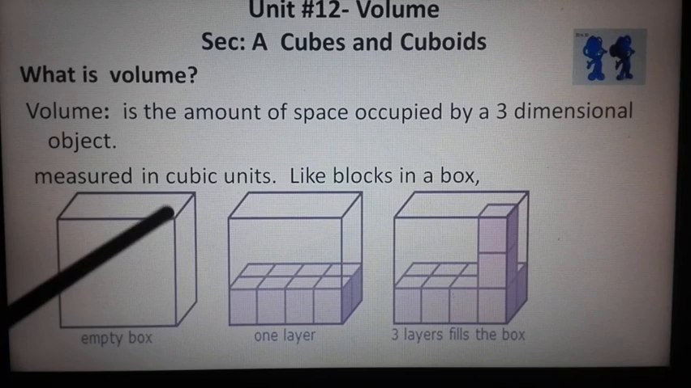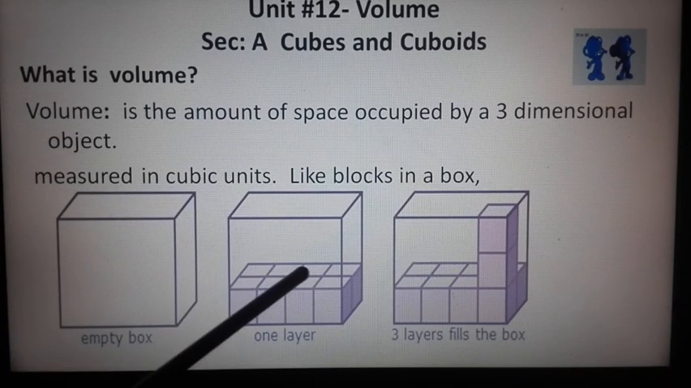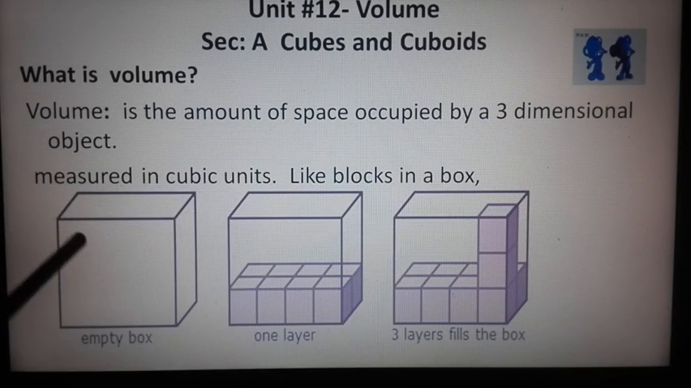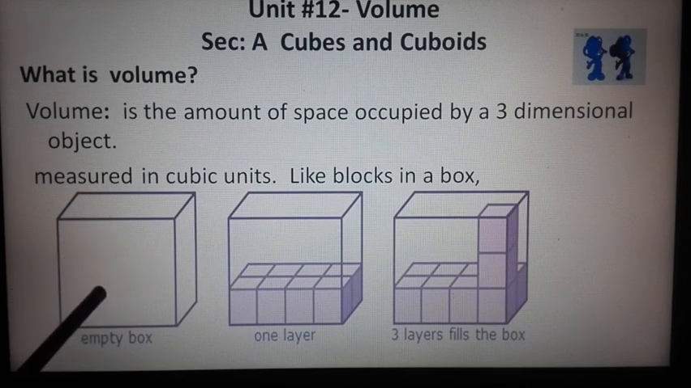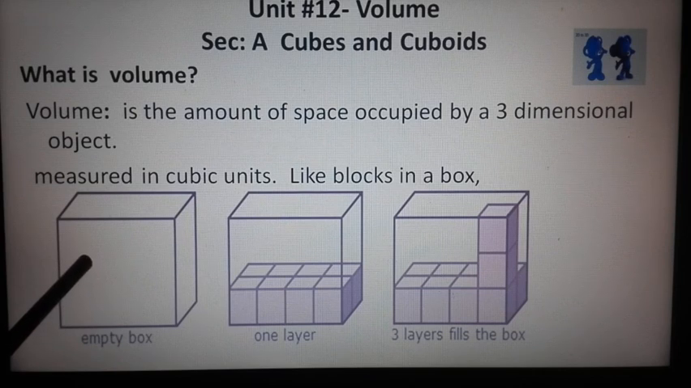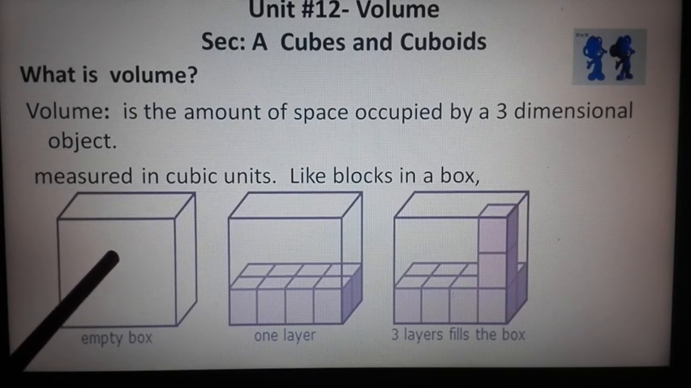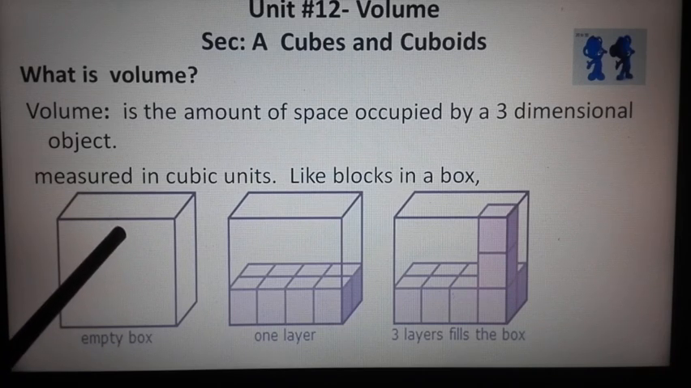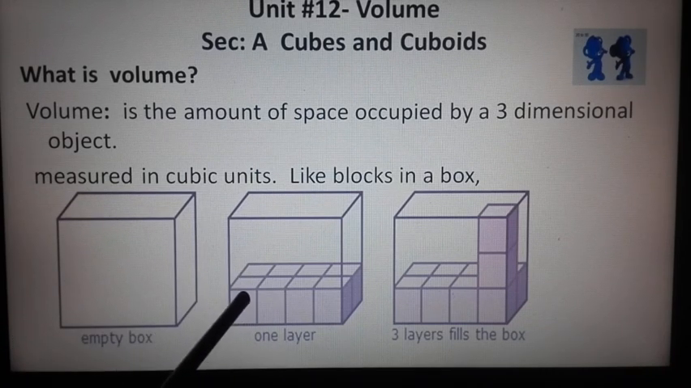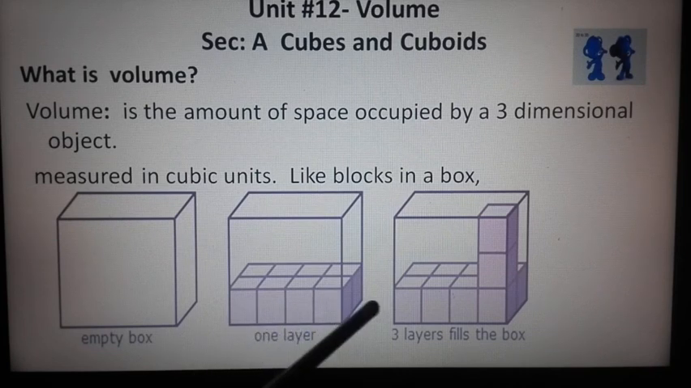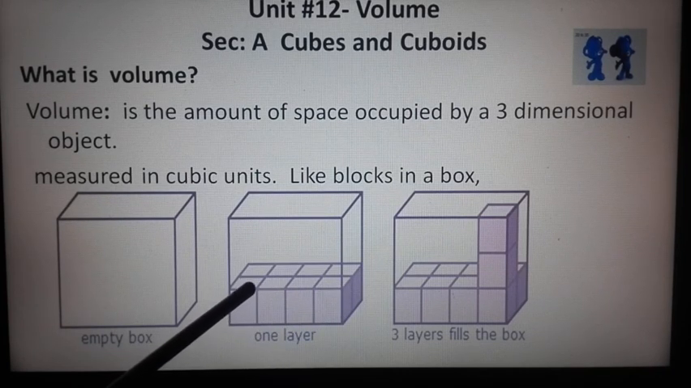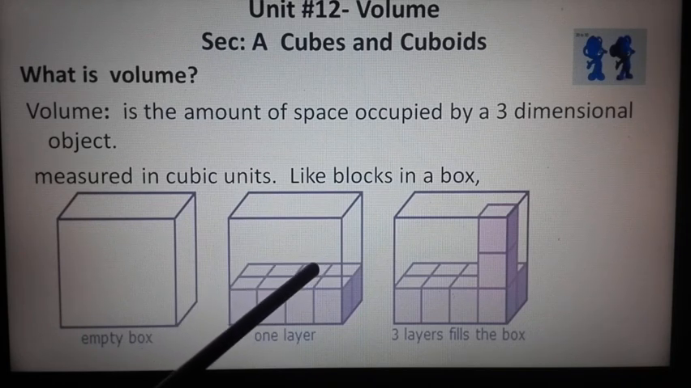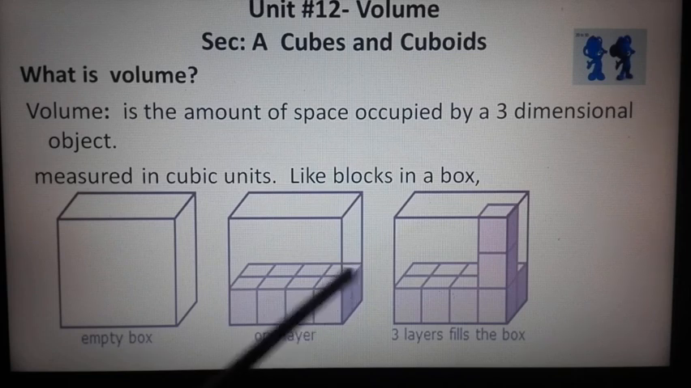For example, like blocks arranged in a box. Can you see the figure here? It's an empty box. To find out the volume of this box, you have to count the cubes, how many we can fill in this box. In the next figure, you can see the cubes are arranged in one layer. Can you count it? Yes. 1, 2, 3, 4, 5, 6, 7, 8. 8 cubes are arranged in one layer.